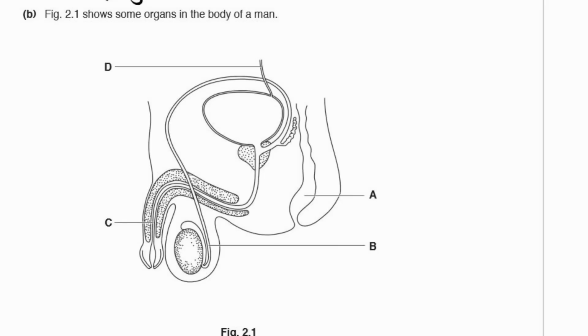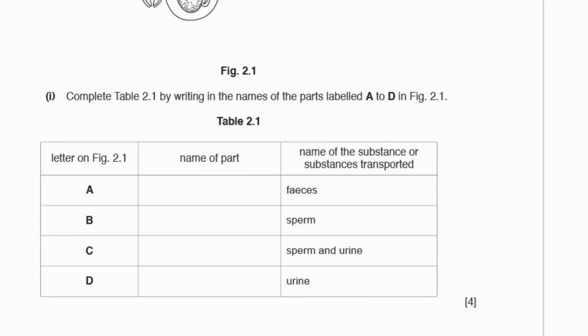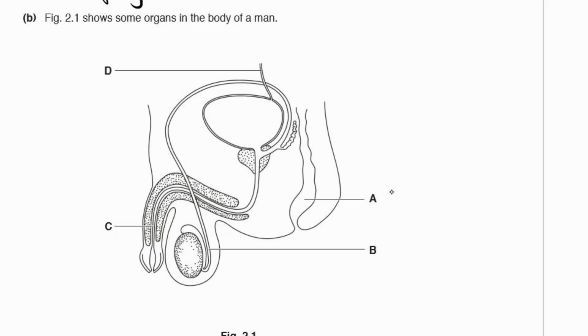B, figure 2.1 shows some organs in the body of a man. Okay, here's figure 2.1. 1. Complete table 2.1 by writing in the names of the parts labeled A to D in figure 2.1. Okay, let's go up above. So A, that's the rectum. B, that's a sperm duct. C, that's the urethra. And D, that's the ureter.